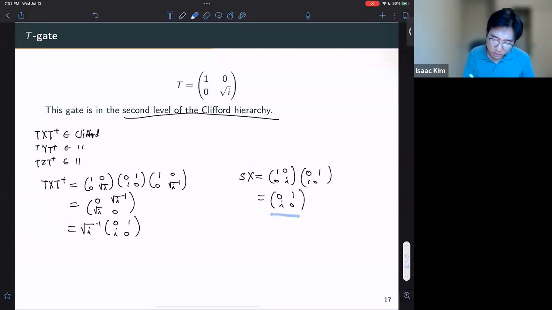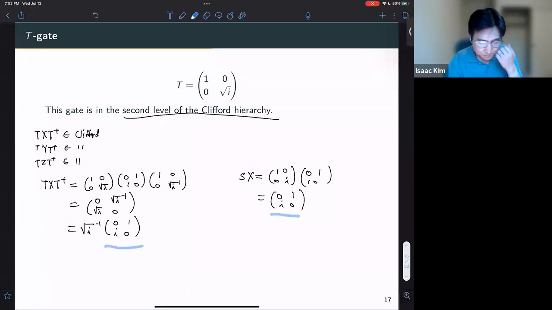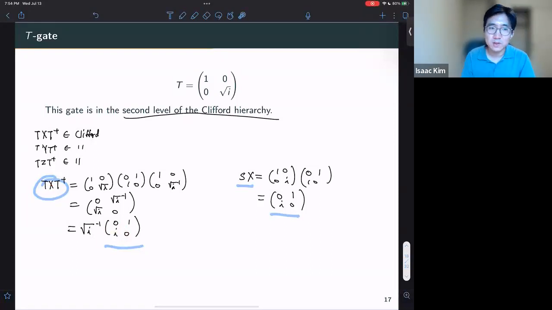So up to a global phase, which obviously doesn't really matter, the point is, if you conjugate X by T, then we get S times X. We know that S was in the Clifford group, and we also know that X is a Clifford unitary, and therefore S times X is also a Clifford unitary. So indeed, what we saw is that if we conjugate X by T, we get a Clifford unitary. And you can check the same thing for Y as well.